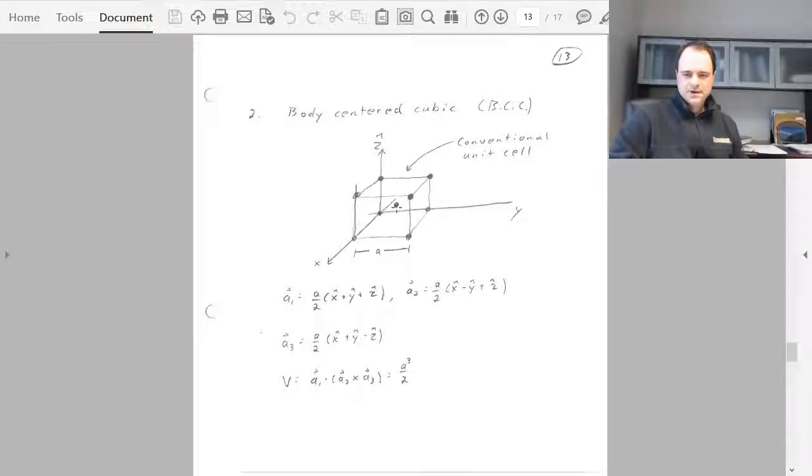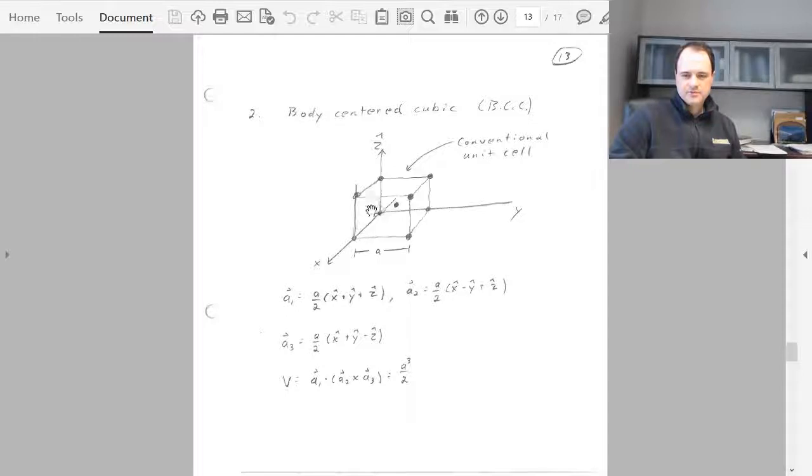As it turns out, the shortest primitive translation vectors can be found. One goes from this scatter to the middle one, and that's given by this vector right here: a over 2 x hat, a over 2 y hat, a over 2 z hat. Likewise, the next unique, meaning non-parallel, primitive translation vector is the one going from here over to the body-centered scatter over here.